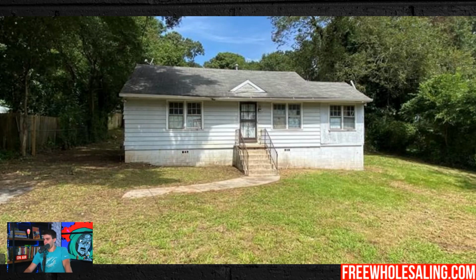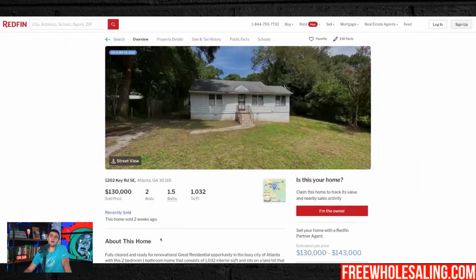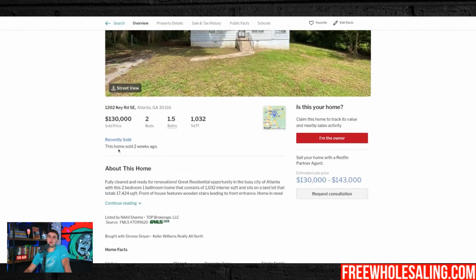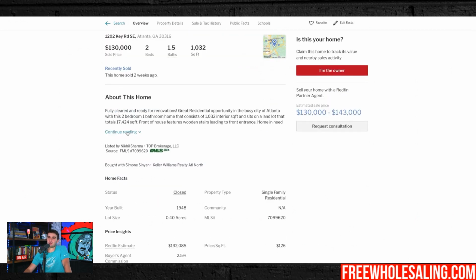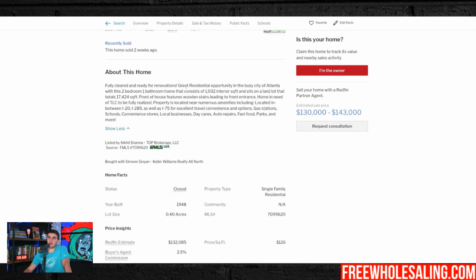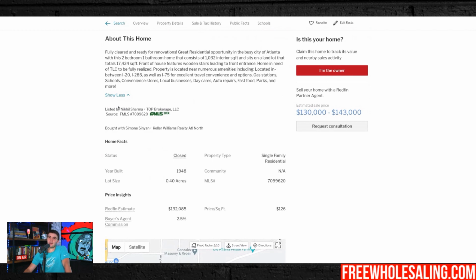So I looked, and the house sold two weeks ago. This is what the description was, and this is something I'd probably call on. Fully cleared and ready for renovations. Great residential opportunity in the busy city of Atlanta. Property is located near numerous amenities. So it needs renovations, right? Listed by Nikki. Bought with Simone Cyan of Keller Realty's Atlanta North. So all I'm going to do is click this, click search, and then find Simone Cyan.